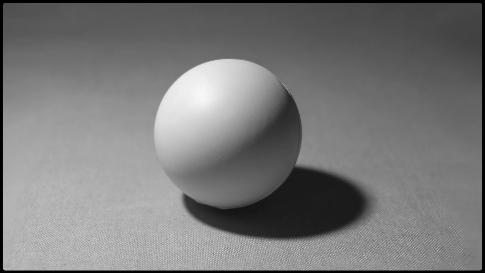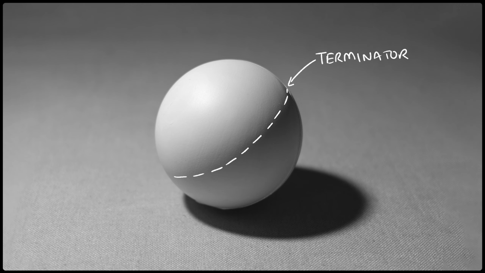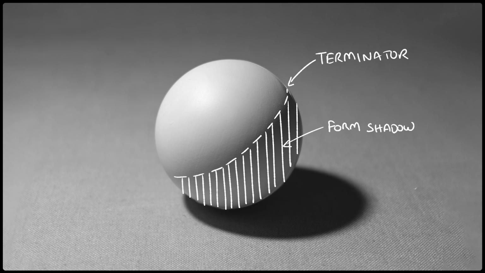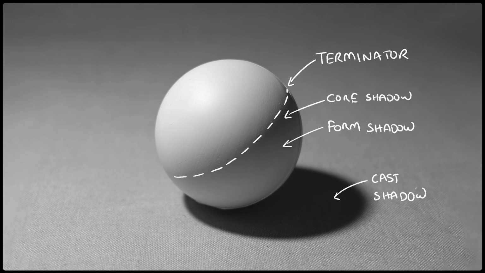Let's take a minute to understand the light and shadow on this sphere. First, identify the direction of the light. Here it is from the top left. This is the terminator line where form transitions from light to shadow. In the shadow part, we have the form shadow on the sphere itself, and it casts shadow on the surface as well. The darkest part of the shadow on the sphere is called the core shadow.